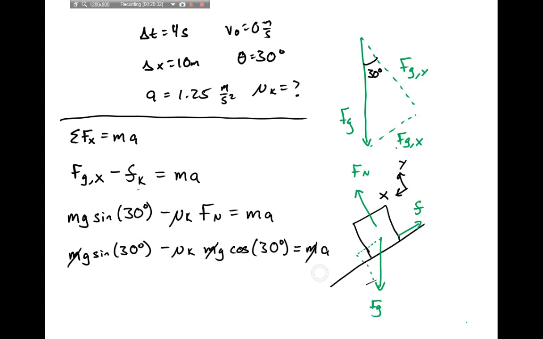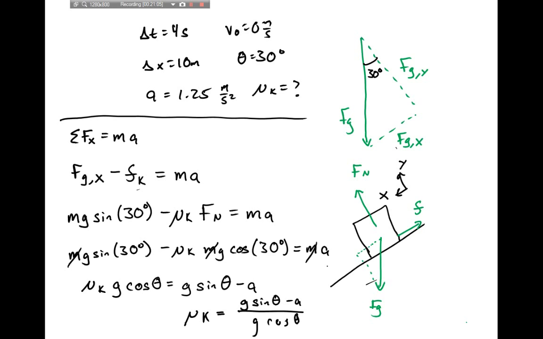If I move this to the other side and I subtract off the a, I get that mu sub k g cosine of theta is equal to g sine of theta, with theta 30 degrees, minus a. And then finally I see that mu sub k is going to be equal to g sine of 30 degrees minus my acceleration, divided by g cosine of theta. If I plug all these numbers into a calculator, g is 9.8, I can calculate sine and cosine of 30 degrees. My acceleration, remember that was 1.25 meters per second squared. I see that this is equal to 0.43. So that was my coefficient of kinetic friction.